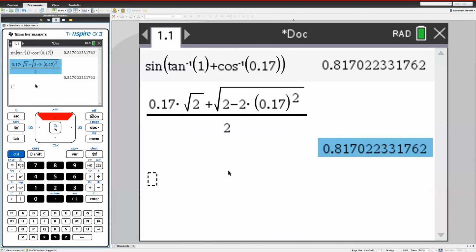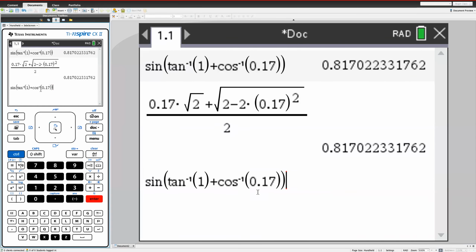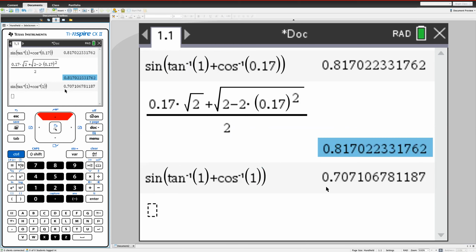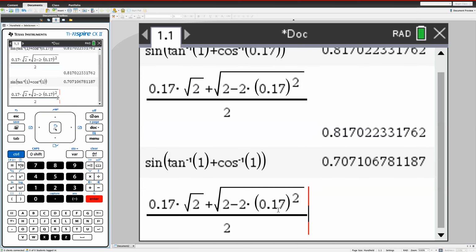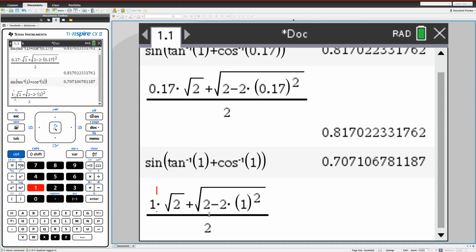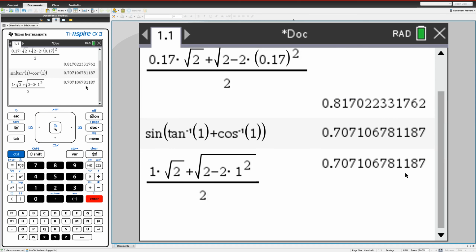I'm going to do this again just to prove to you what we just did. In this case, what was x? Let's just say x is 1. What if x was 1? If x was 1, we get this value. So I'm going to plug this in to our answer. But this time I'm going to say x is 1. So 1 goes there and 1 goes here. I'm going to press enter. Look what we get.